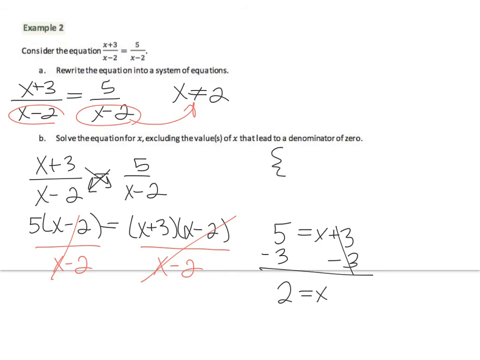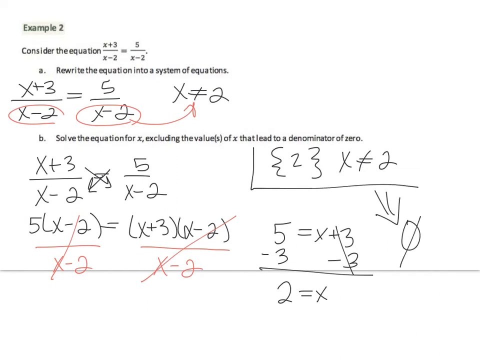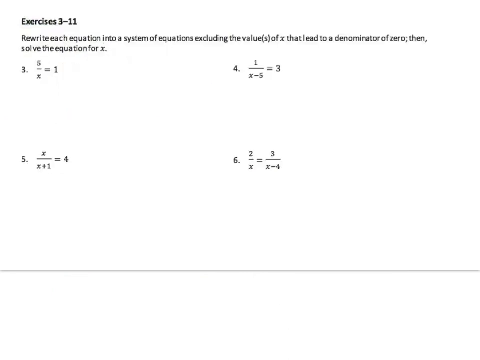So set notation, my solution, and x cannot equal, what happens? Isn't that funny? So really my solution set is no solution. Okay, if my solution set is 2, and I've already said that x can't equal 2, I have no solution.